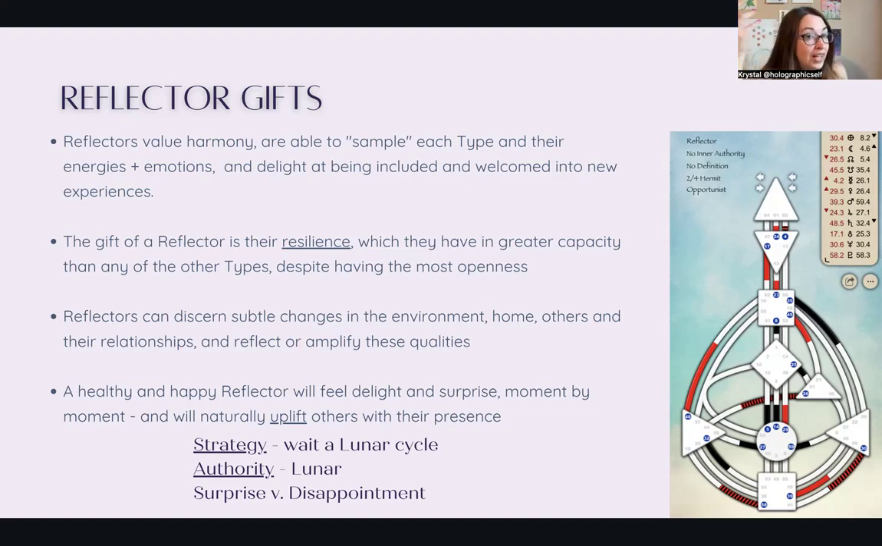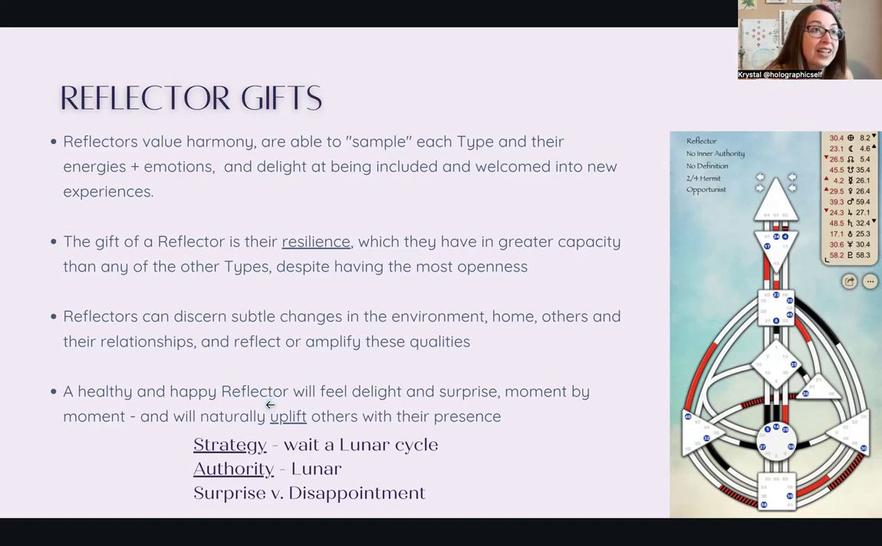But an out of alignment reflector is going to feel almost invisible, or they might even reflect whatever's going on in their environment. So perhaps they're angry like a manifester, or they're frustrated like a generator, or they're bitter like a projector. They are moving through and sampling the energies of perhaps all the types over a lunar cycle. But again, there's consistency in the flow of their months.